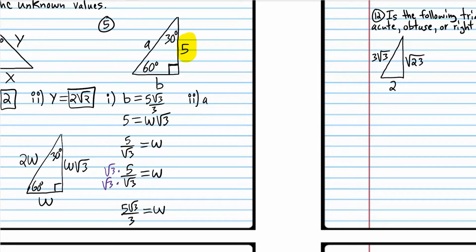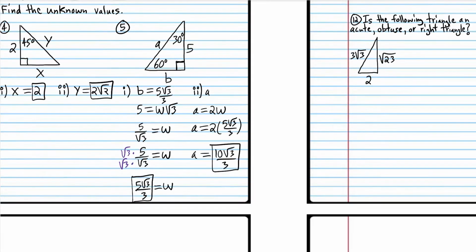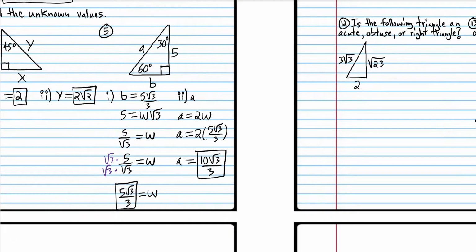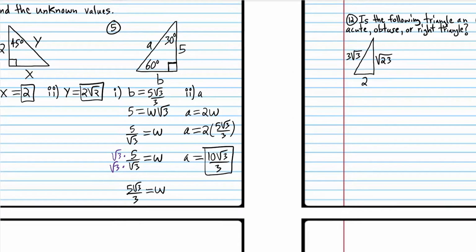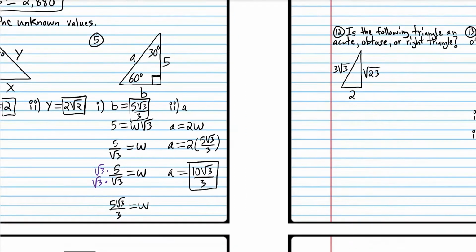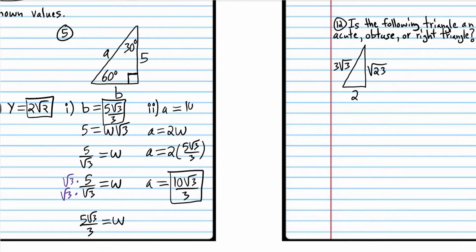So A is equal to 2 times W. So 2 times 5 root 3 over 3, which would be equal to 10 root 3 over 3. And you probably want to leave those triangles just so you can see your work there. Now this was not part of the answer. I should erase that rectangle. This was actually the answer up here. Sorry about that, I didn't mean to confuse. So A is equal to 10 root 3 over 3.